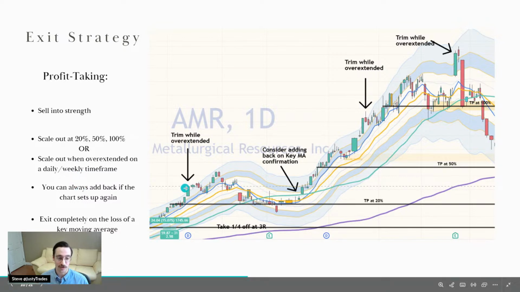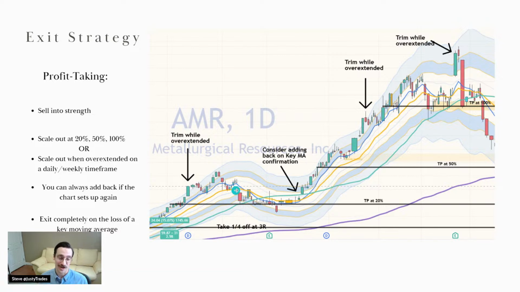So for this example, we trim here. We're down to half of our position. And this is theoretical. I did not trade this as cleanly the first time because I was much earlier in my trading career back then. But I've learned a lot since then. I think I can share it with you guys so you don't make the same mistakes I did.